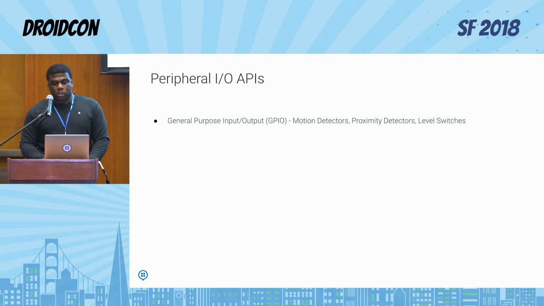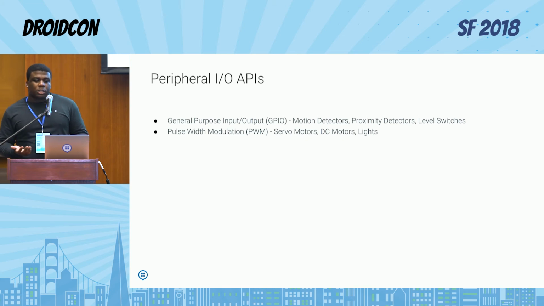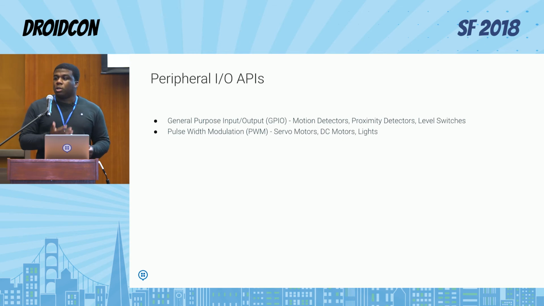I'll be getting more into GPIO a little bit later. PWM is used for motors if you need to fine tune how much voltage you're actually giving to these motors. If you wanted to go faster or slower, most of the time you'll use a PWM API for this.